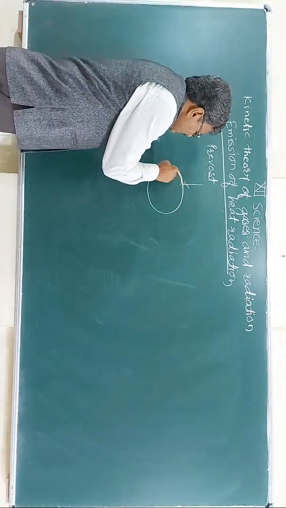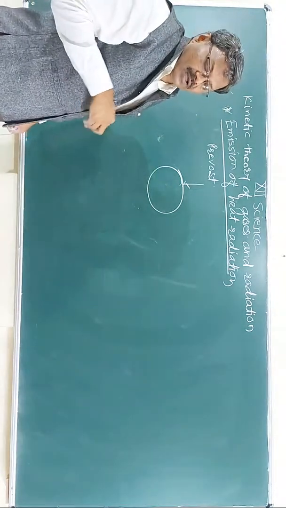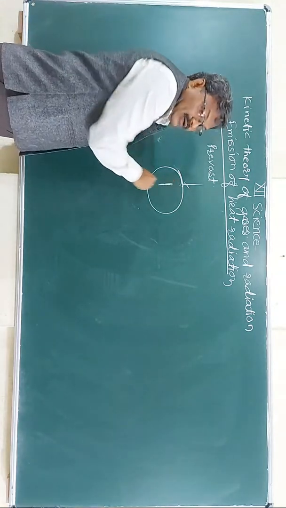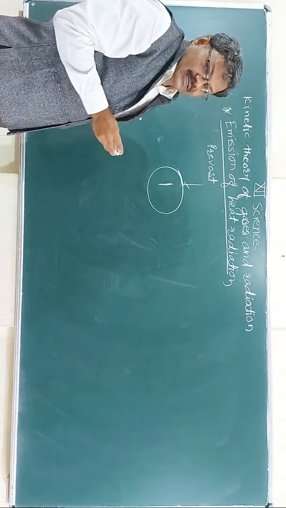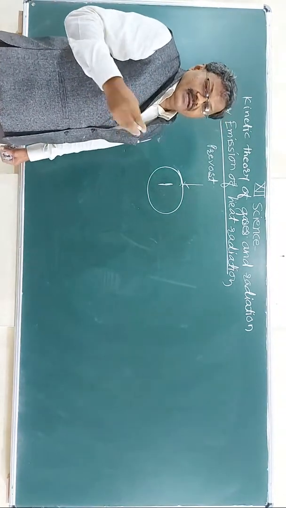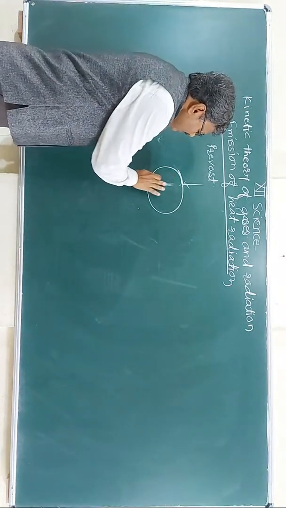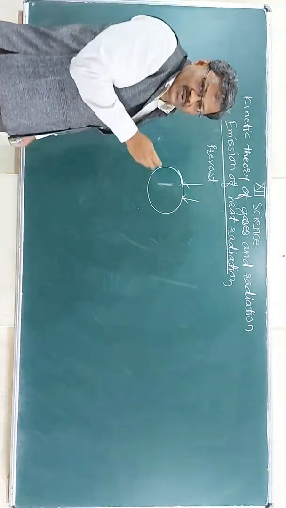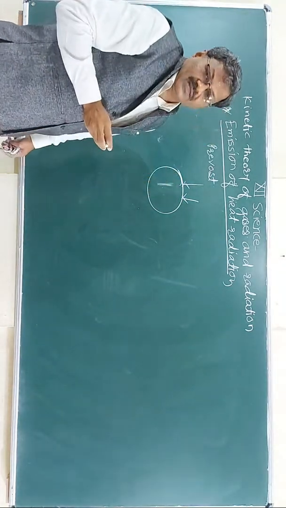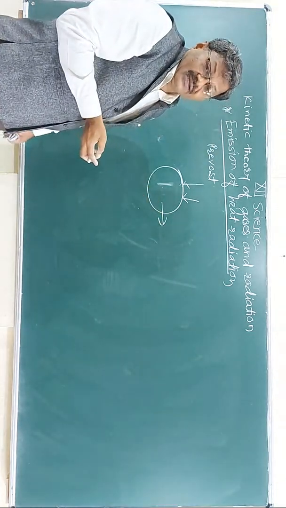Now, we already know when a body absorbs energy, its kinetic energy increases. Actually, atoms vibrate about their mean position with higher amplitude, and in this case, its kinetic energy increases. And we already learned kinetic energy is proportional to the absolute temperature. Means when energy is absorbed, its kinetic energy increases, therefore its temperature also increases. And then this body radiates energy.